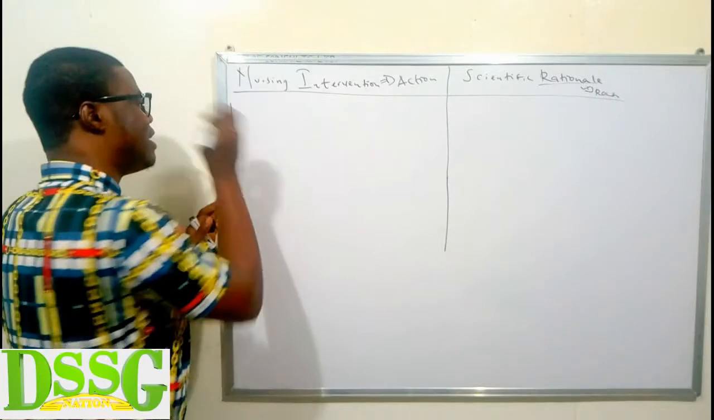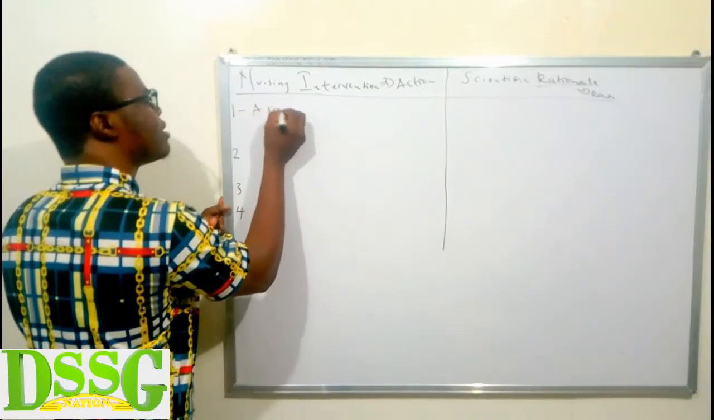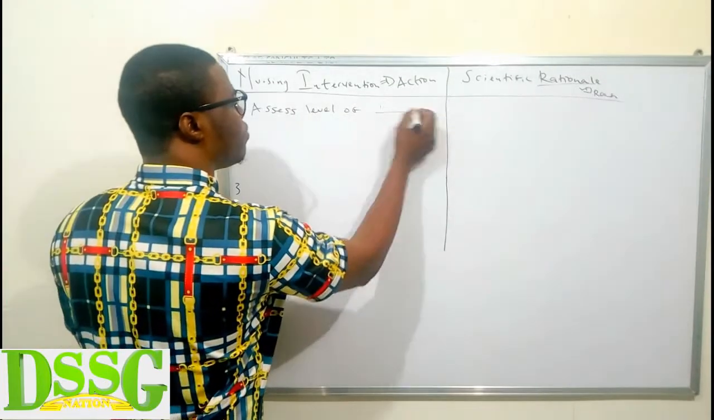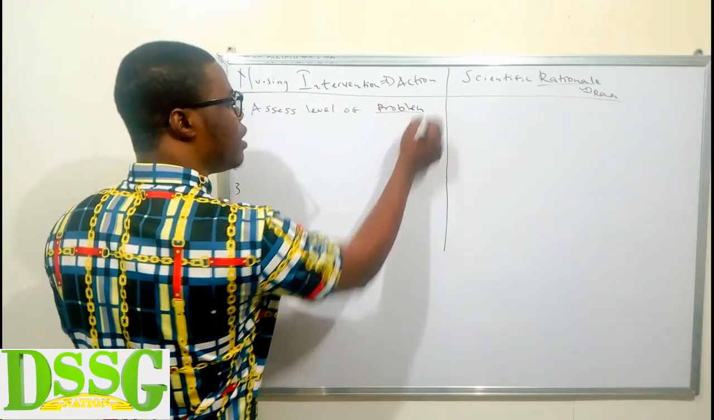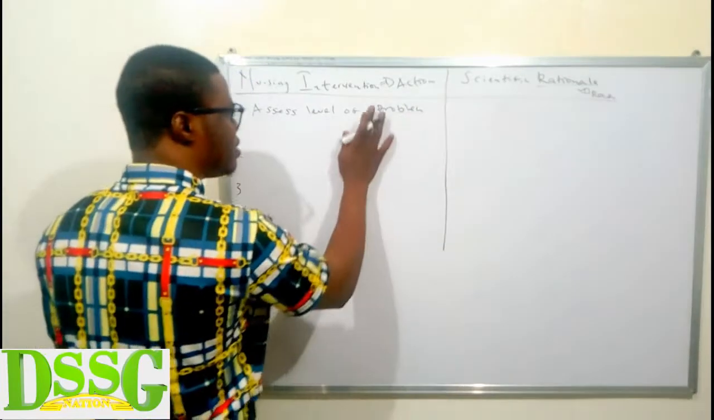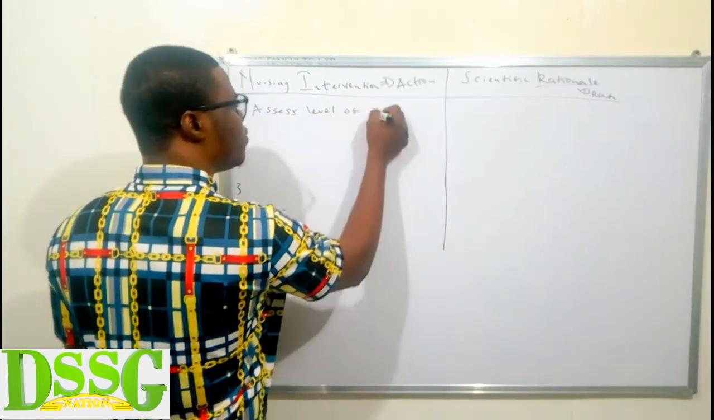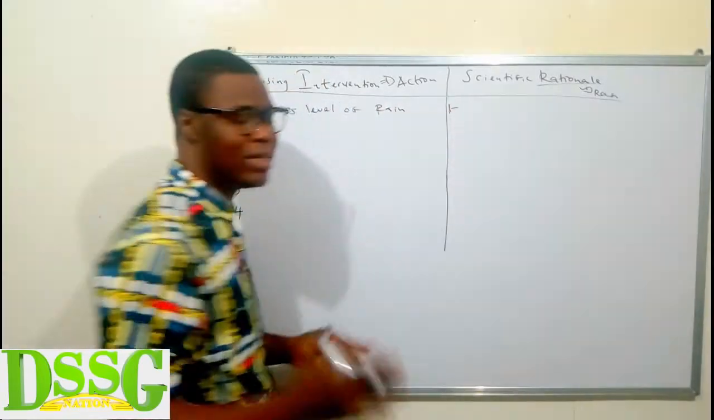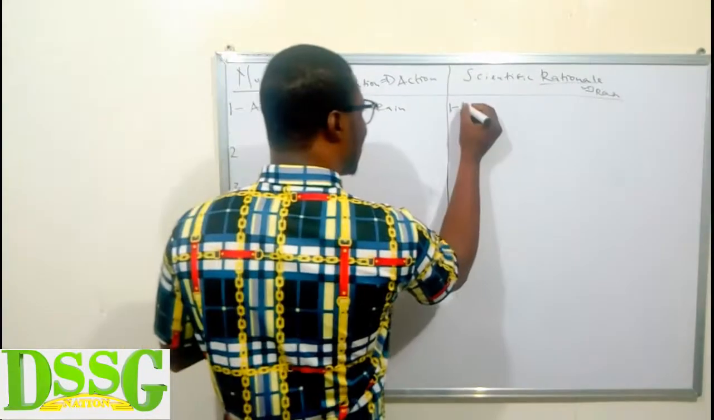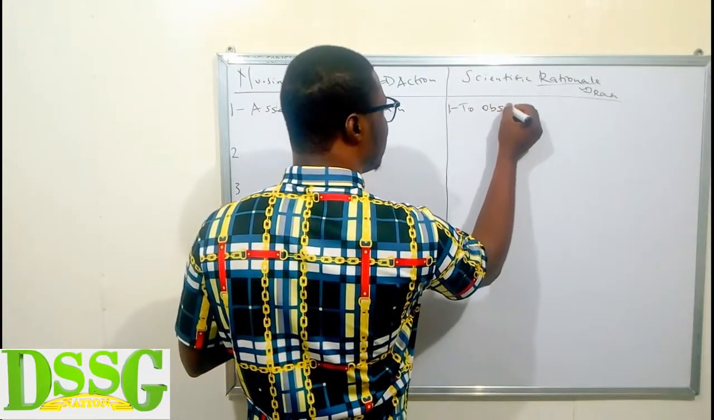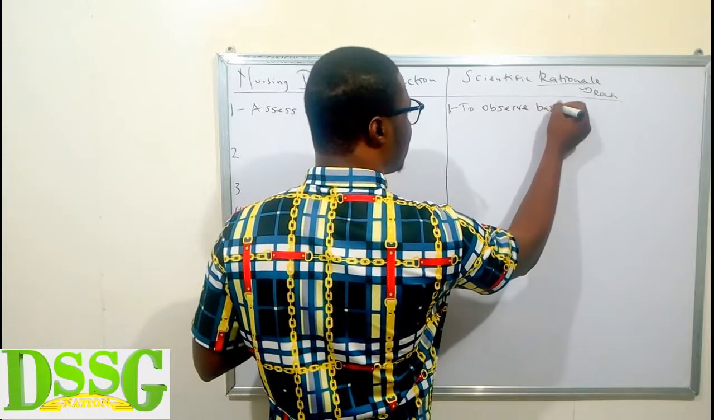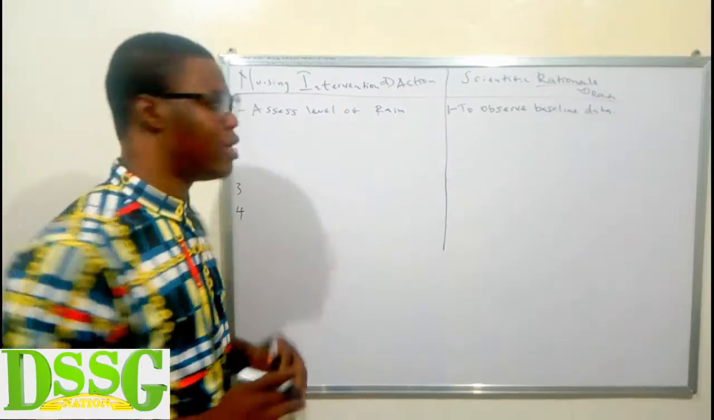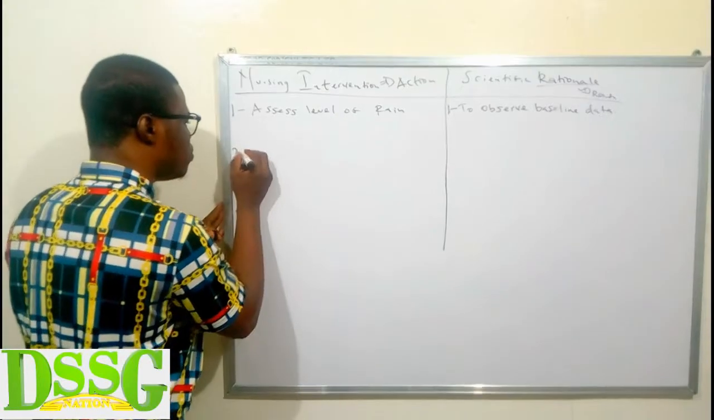So what's the format? The first thing is: assess level of dash. And that dash is the problem. Now tell me, what is the problem of that person? That is pain. So you say assess level of pain. And then you come in with your reason, and I said it is the same thing every time: to observe baseline data. As simple as that. Now, that is 1. Now 2.